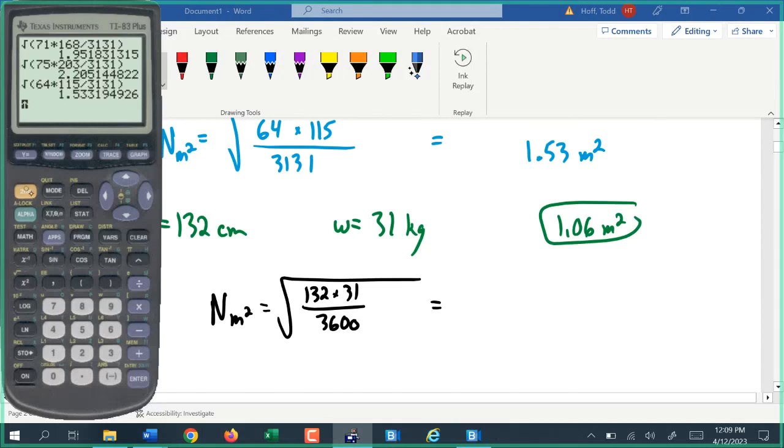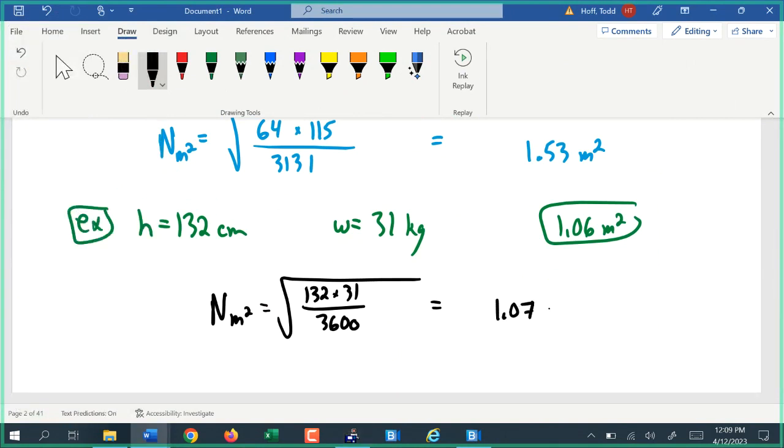And there we go. Second square root. 132 times 31 divided by 3,600. We get 1.066, 1.07 is what it comes out to be. So again, the nomogram and the formula are very, very close. Both of these methods are approximations.